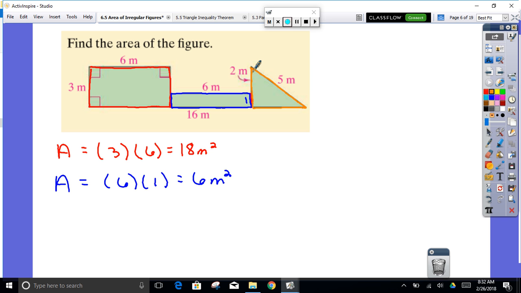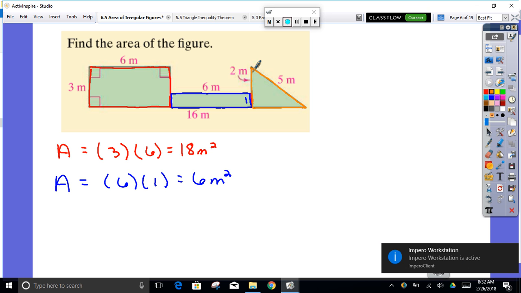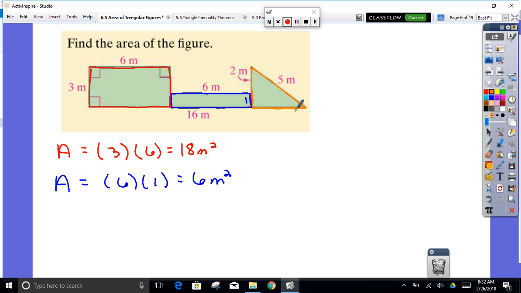We need to know the base and the height in order to compute the area of the triangle. What is the base of this triangle? Let's use this bottom segment as the base. Elena? 4, because the length of the other 2 rectangles is 6. Okay, so we had 6 across here, we had 6 across here. Taking that away from 16 gives us 4.